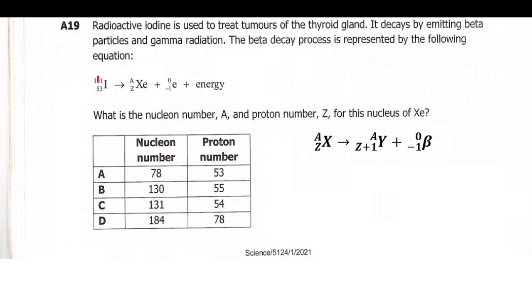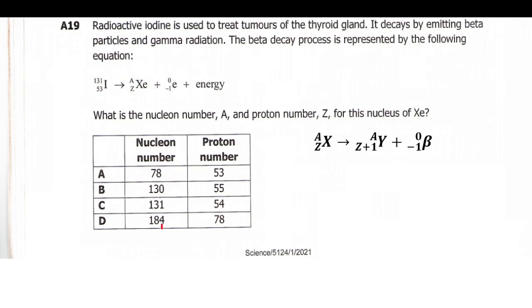So if this has undergone beta decay, we expect these masses to be the same as here. So here A will be 131. However, Z here should increase by 1, meaning this number here should be increased by 1. So 53 plus 1 is 54. So A should be 131, then Z should be 54.